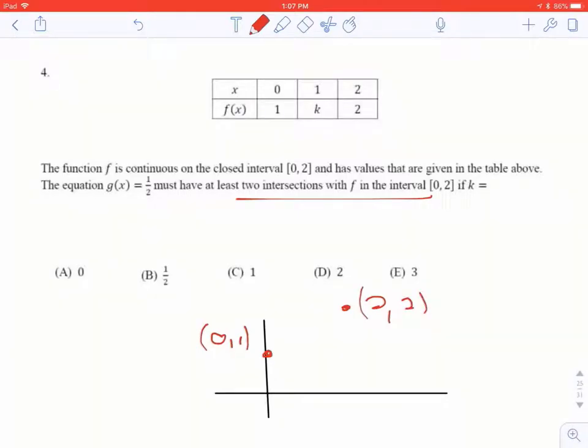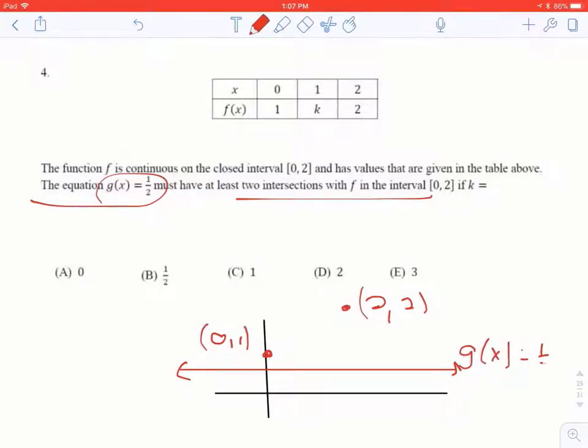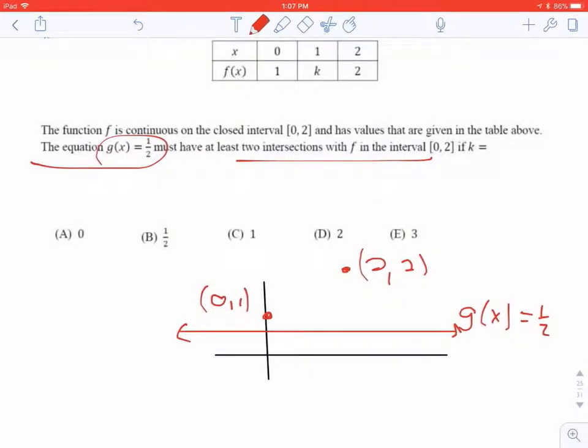I also know that the equation g of x equals a half, which is going to look like this, exists in this. So reading this more clearly now, one more thing, (1, k): someplace there's a value k for 1.